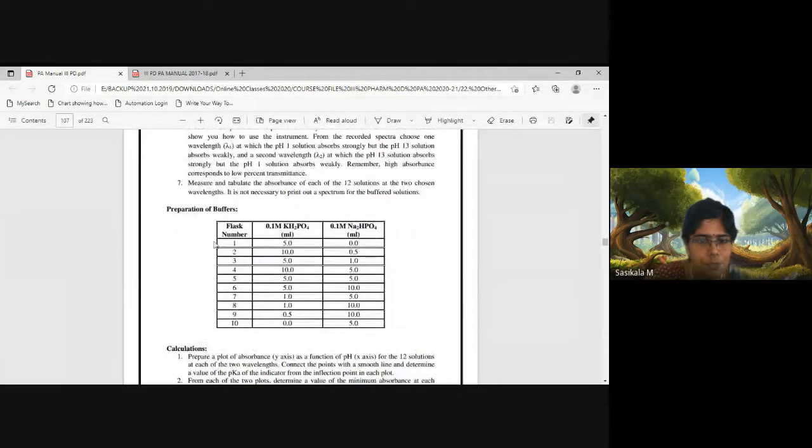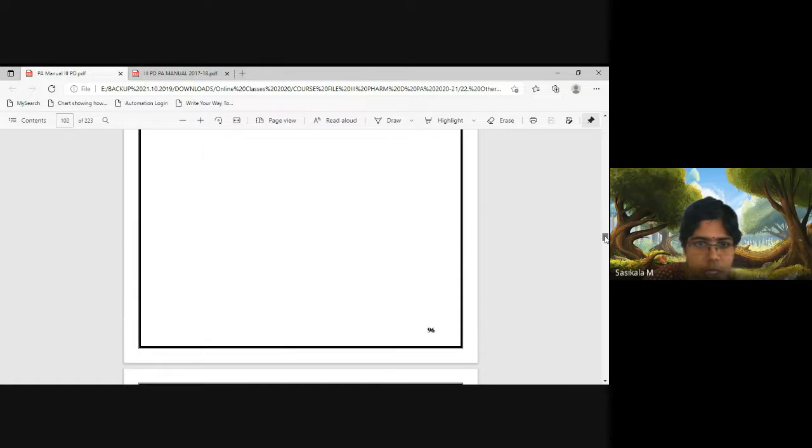First is preparation of buffers. I told you, you require 0.1 molar potassium dihydrogen phosphate and disodium hydrogen phosphate, 0.1 molar of each solution. So for this, you need to take 10 flasks. That means 10 standard flasks. What capacity of standard flask do you need to take? 10 ml is sufficient. You need to take 10 standard flasks of 10 ml.